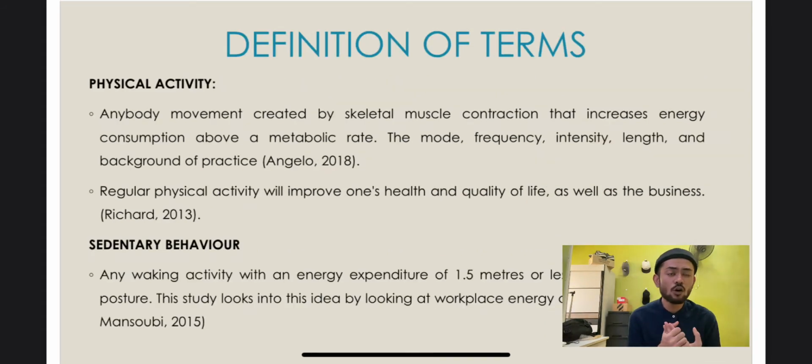So, for the definition of terms, physical activity is any body movement created by skeletal muscle contraction that increases energy consumption above a metabolic rate, from Angelo 2018. Regular physical activity will improve one's health and quality of life, from Richard 2013. And for sedentary behavior, any waking activity with an energy expenditure of 1.5 METs or less in a sitting or lying posture. This study looks into the idea by looking at a workplace energy cost map from Medah Mansubi 2015.